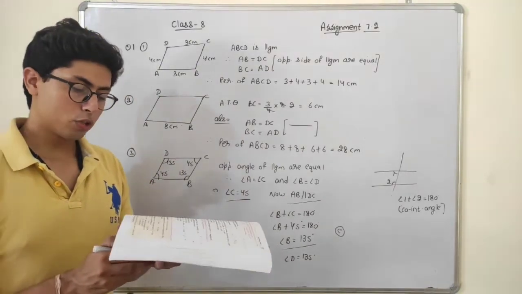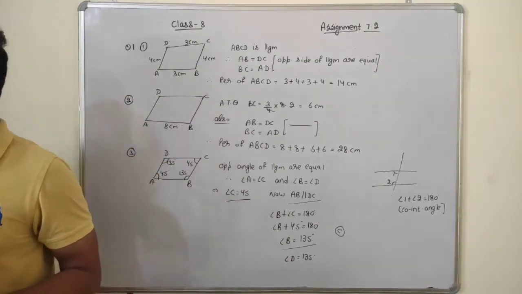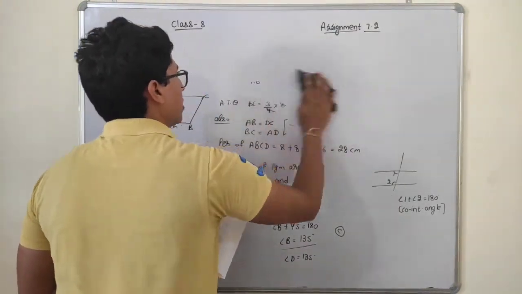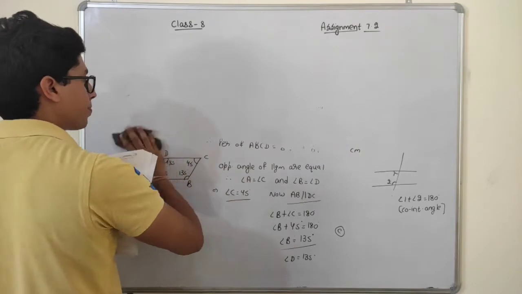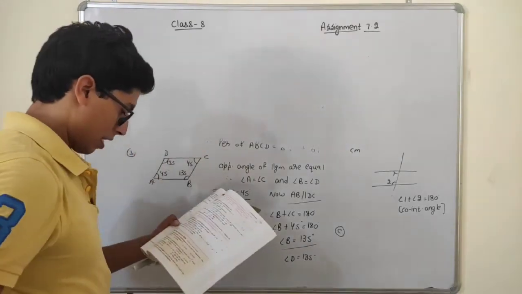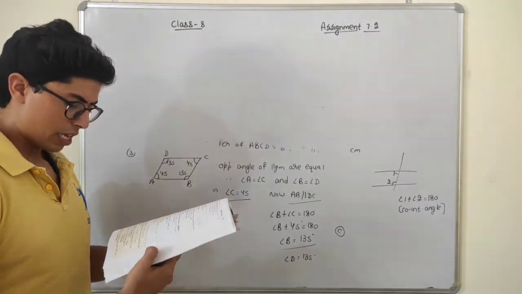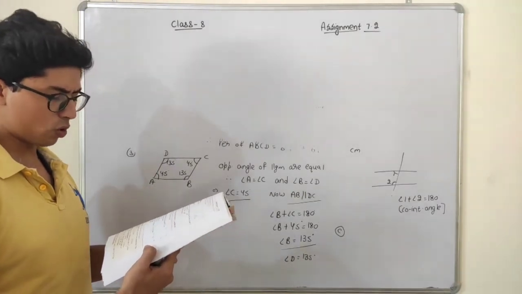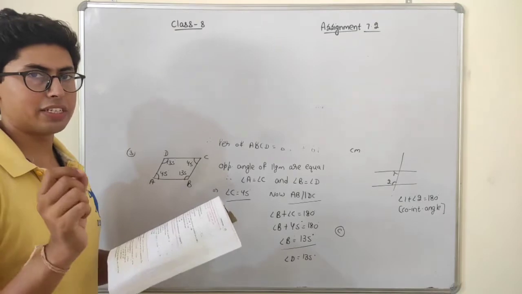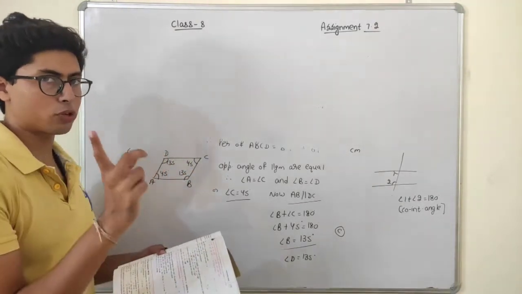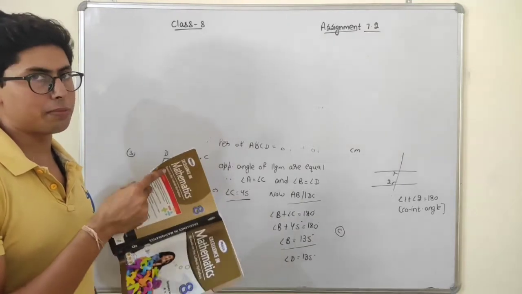Now students, let us move forward to question number 2. See, the longer side of a parallelogram is 8.4 centimeter and the shorter side is half of the longer side. Students, question number 2 is the same as the first question's second part. So you have to do question number 2 yourself.